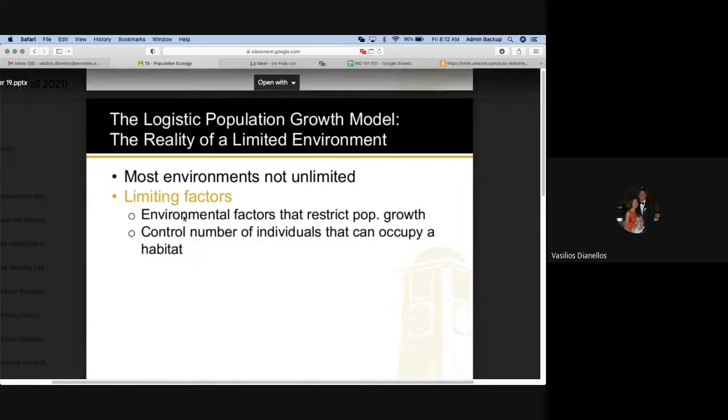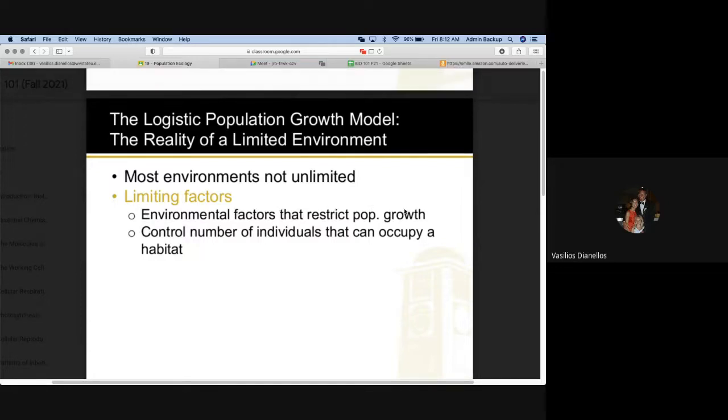limiting factors are environmental factors that restrict population growth, and they control the number of individuals that can occupy a habitat. So again, thinking about the squirrels on WVSU's campus, what do they need? They need water, they need food, they need shelter, right? At least those three things. And that is not an unlimited environment. There's only X amount of oak trees, for example, giving them acorns to eat. There's only X amount of trees where they can hide. So those are what limiting factors are.